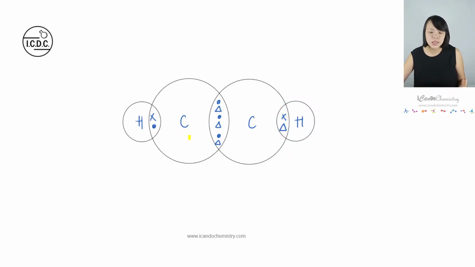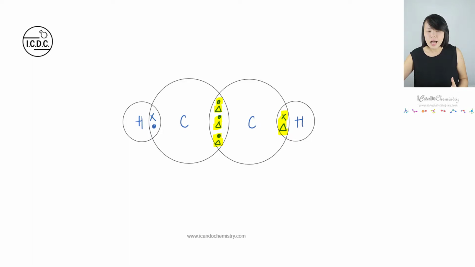Let's focus on the carbon here. 2 electrons are accounted for here. 3, 4, 5, 6, 7, 8. Okay, so this carbon has attained the noble gas electronic configuration. What about this other carbon? 2 electrons here. 3, 4, 5, 6, 7, 8. So this carbon also has attained the noble gas electronic configuration.